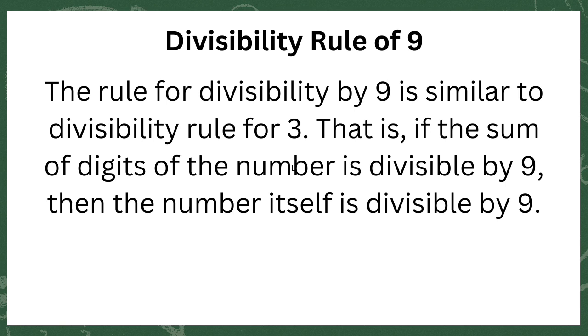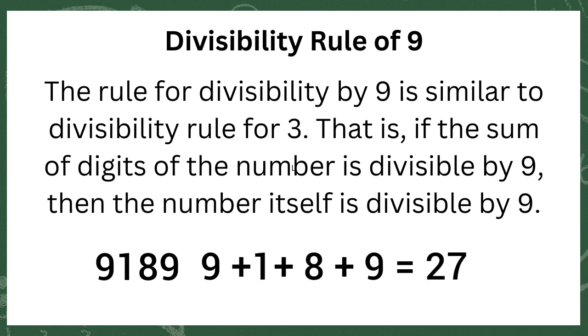Example, 9189. How do we know if this number is divisible by 9 or not? We simply add the digits together. 9 plus 1 is 10. 10 plus 8 is 18. 18 plus 9 is 27. Since 27 is a multiple of 9, it means that 9189 is divisible by 9.